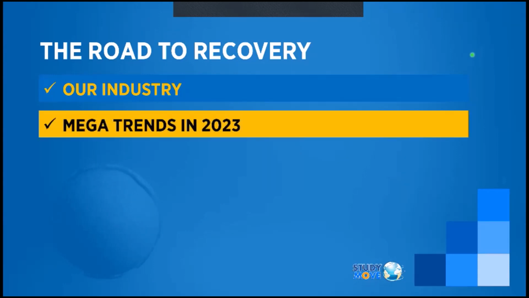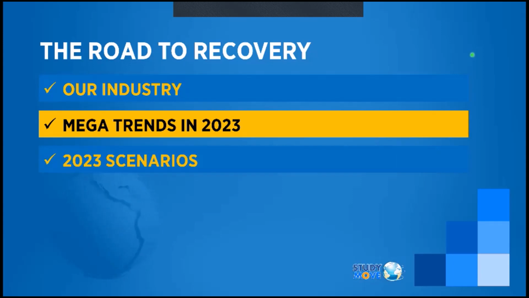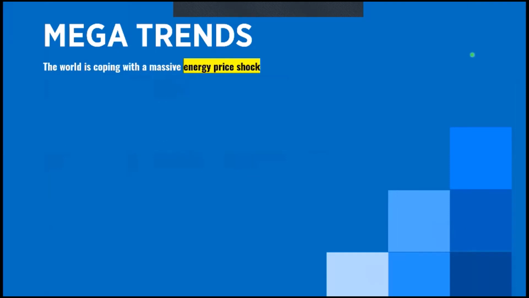But I think it's very useful just to look at some of what we call the mega trends in 2023, just to see how some things in the world are going to affect what we do in international education. And this is because, believe it or not, we are fading away from the cloud of COVID, but now we're actually dealing with a massive energy price shock that is the result of different things. The conflict in Ukraine is one of the main issues that is affecting the world economy.